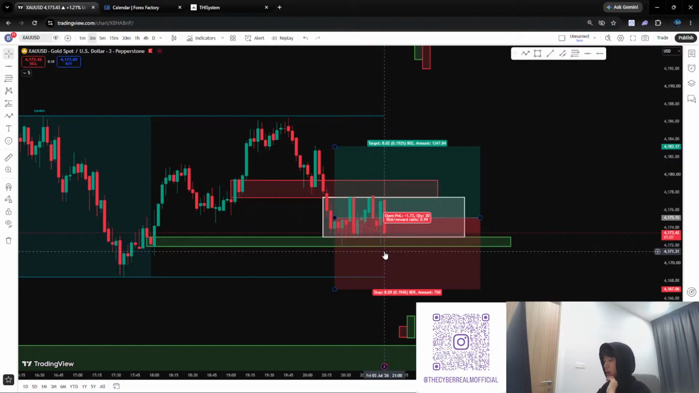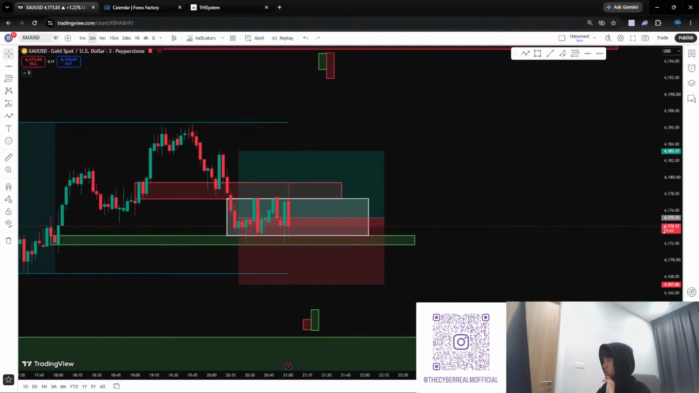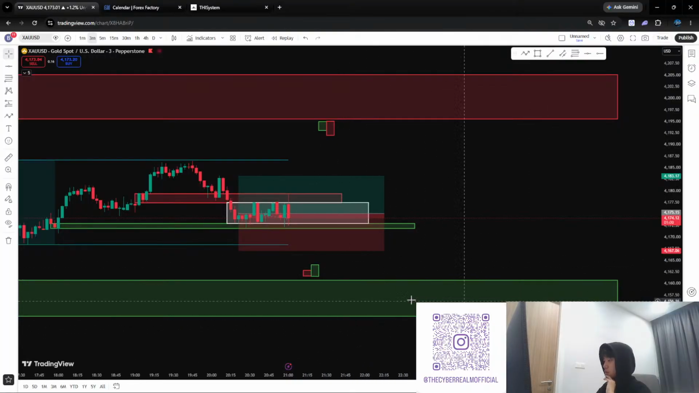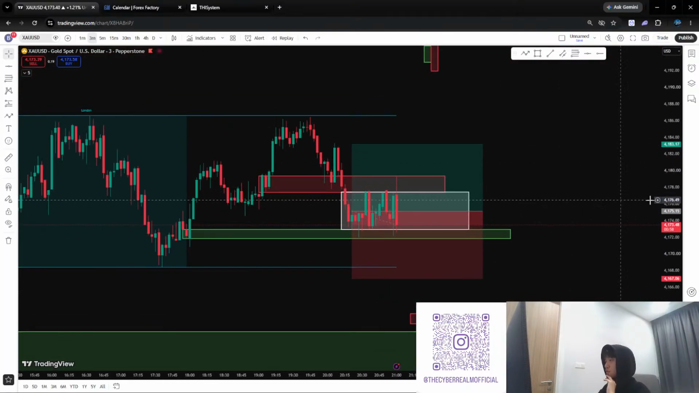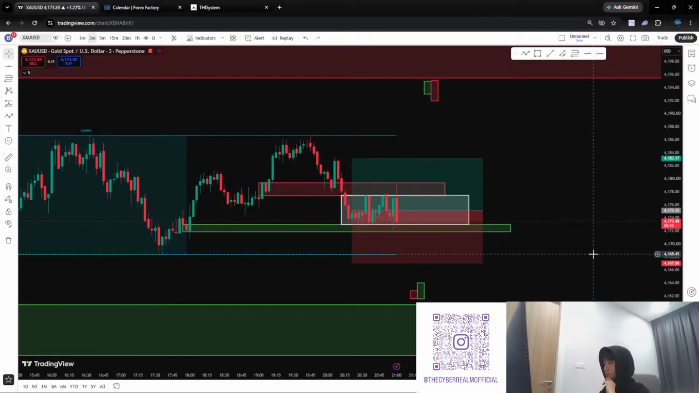So if it breaks to 7-1, then only we will cut our losses and wait for the next trade, which is the recovery trade around the buy zone or the sell zone for you to do your recovery trade. Alright? Let's see.